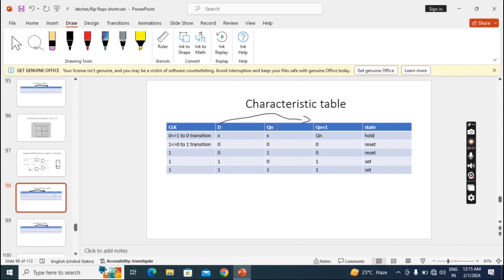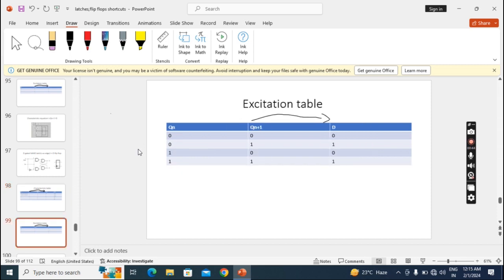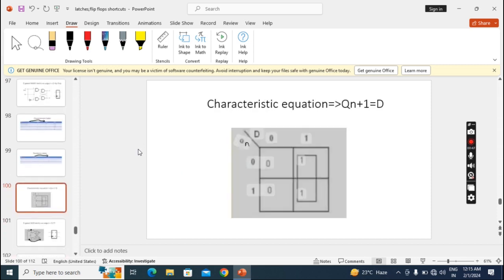Next, this characteristic table is also the same. Just the latch will work with levels, but this will work with edges. So here 0 means it is working during the 1 to 0 transition. Here 1 means it is working during the 0 to 1 transition. Remaining everything is the same. The excitation table is the same as the latch. The characteristic equation is also the same as the latch.